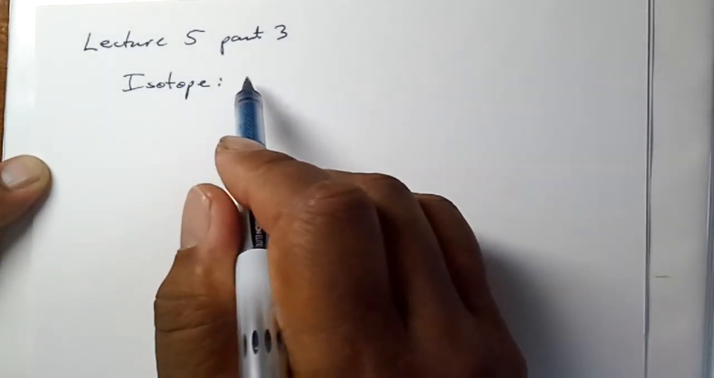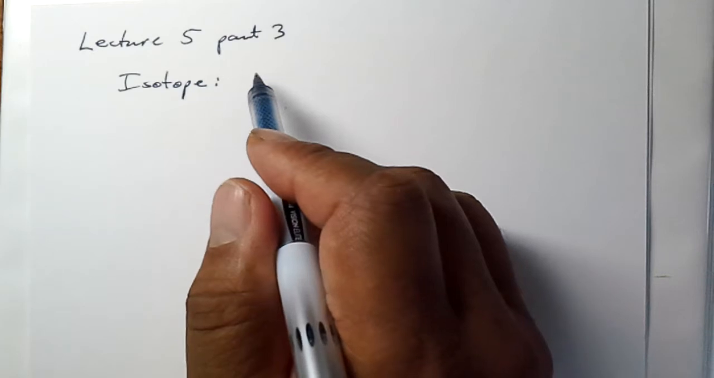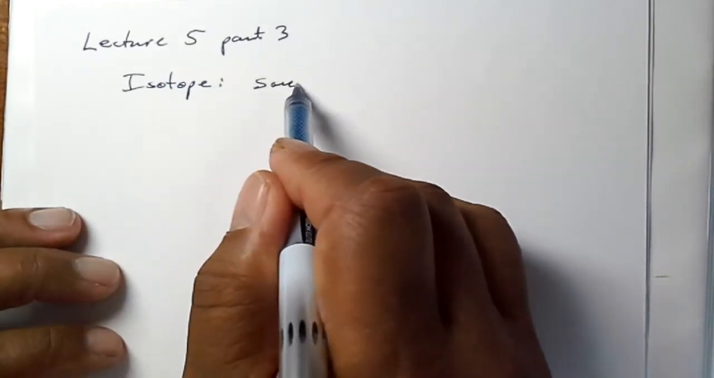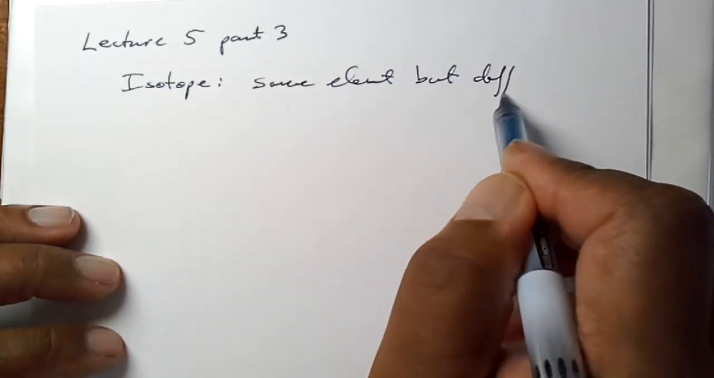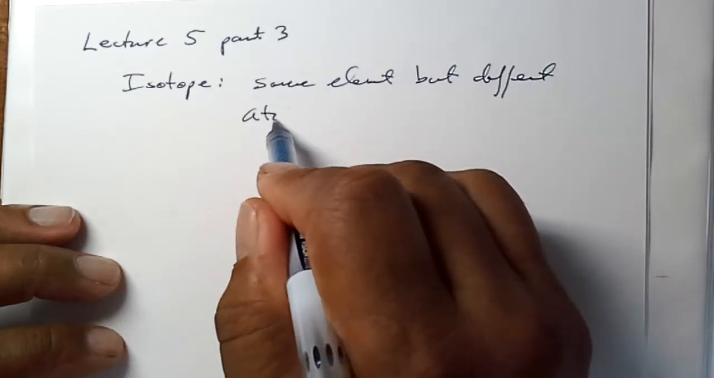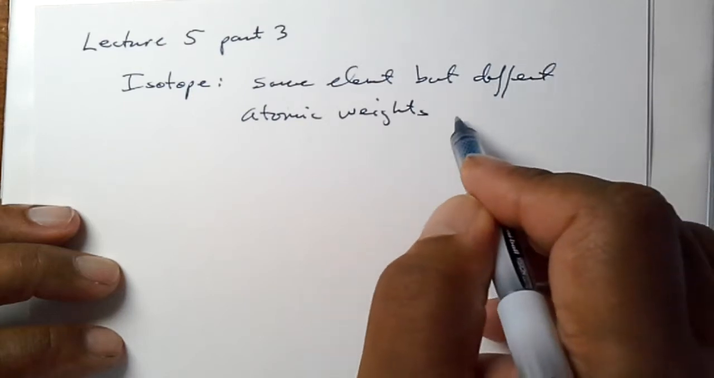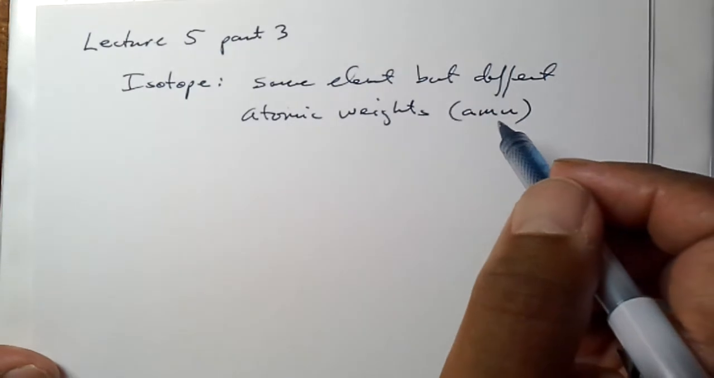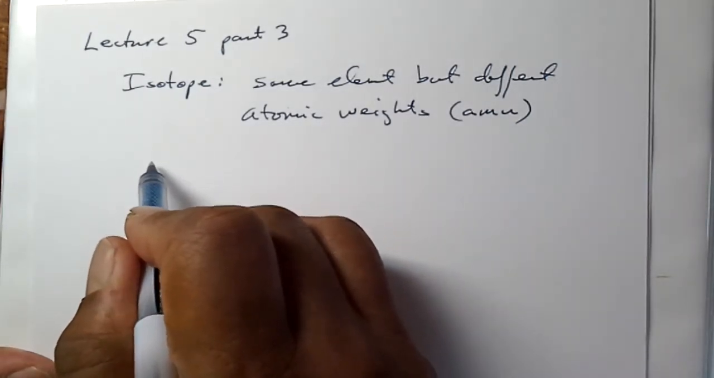An isotope is the same element. However, it has different atomic masses or atomic weights, or atomic mass units. For instance, there are naturally occurring and man-made isotopes.